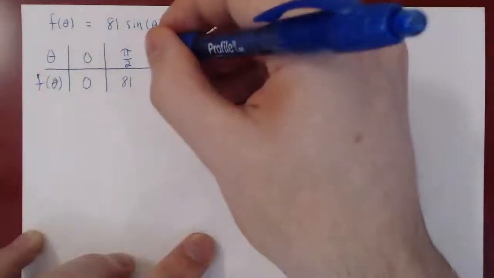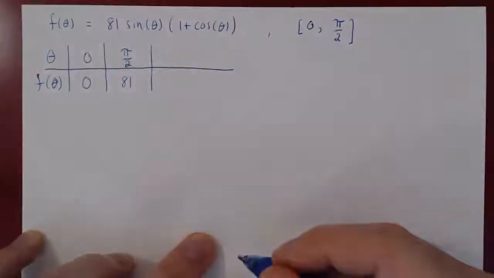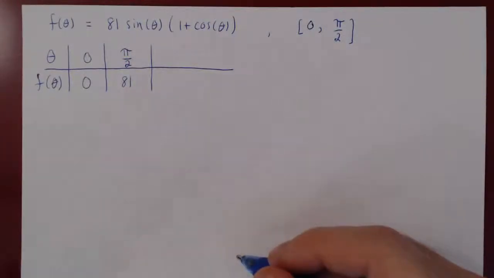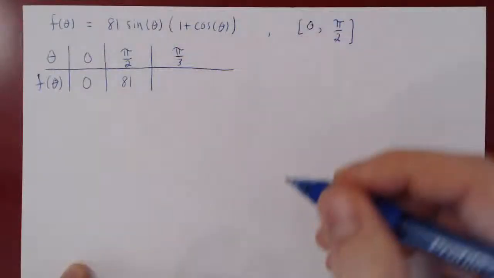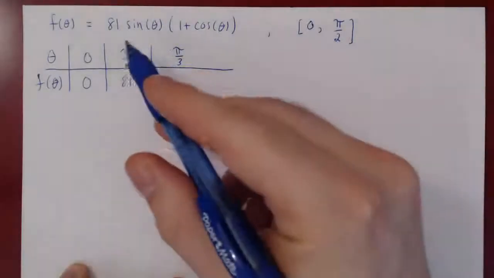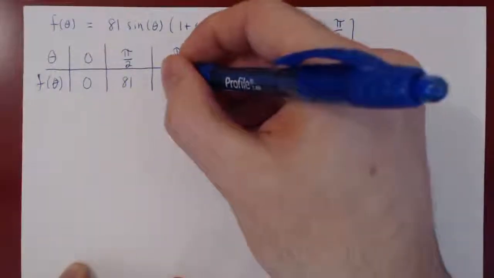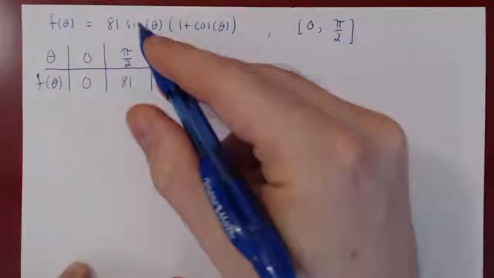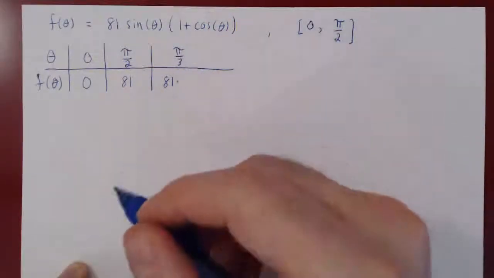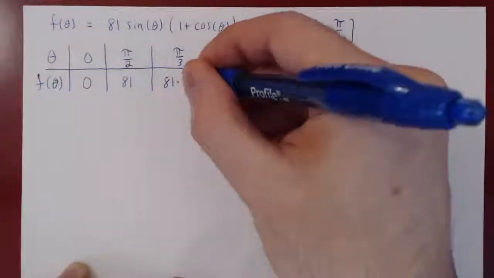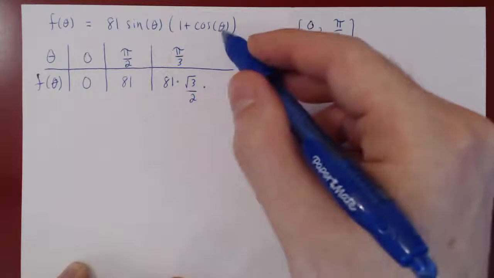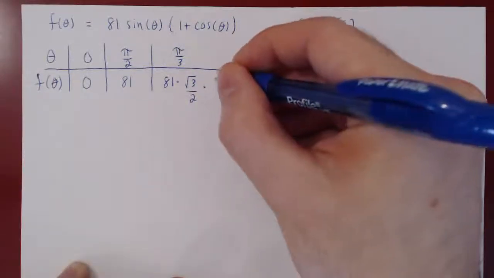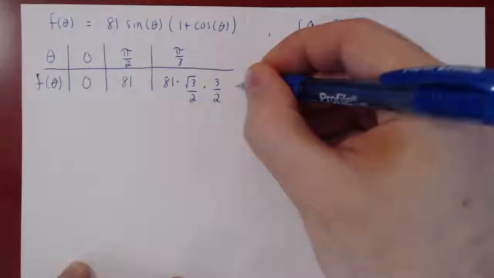centimeters squared. And finally, the other point that may give us a maximum or a minimum was the critical point theta equals pi over 3. Well, let's see. We have 81 times, if you remember, sine of pi over 3 is root 3 over 2 times cos of pi over 3 is 1/2. 1 plus 1/2 is 3/2. So you get 3 over 2.